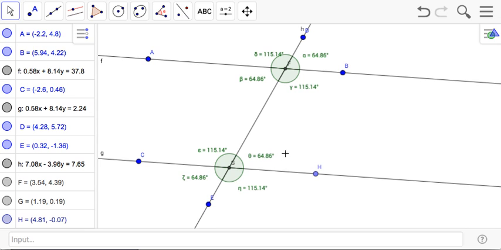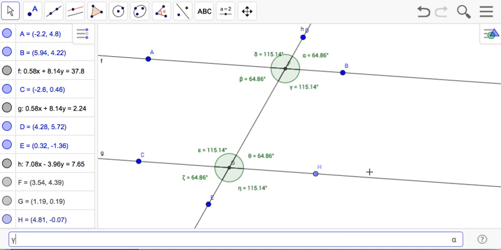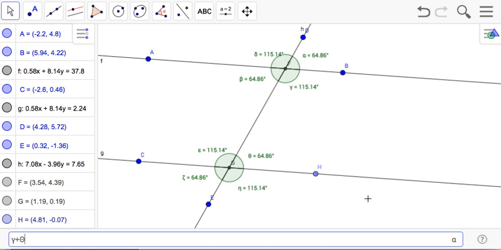What I'm going to do is I'm going to try to find the sum of these two angles. To do that, I'll use the input bar. I need to get these two Greek letters, so I'm going to select this tool here and find those two. So that's gamma plus, and that looks like theta. So I will add in that one.